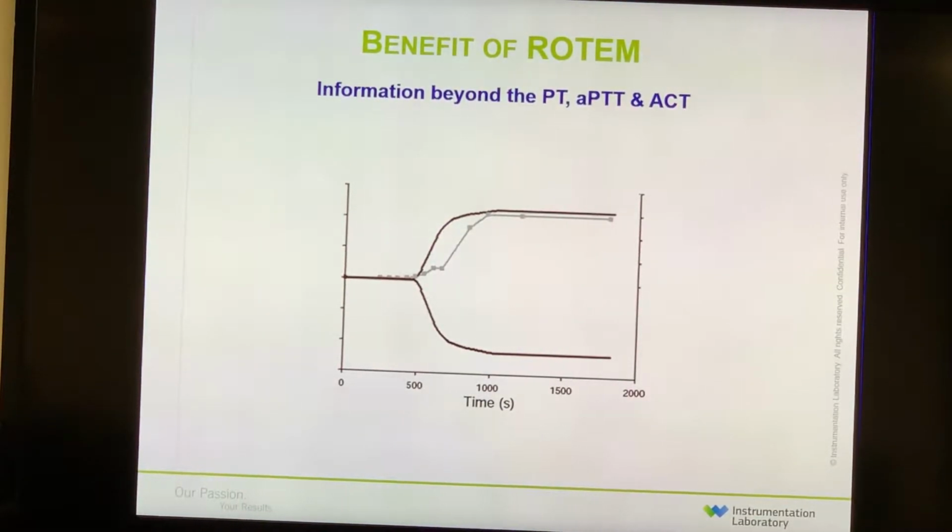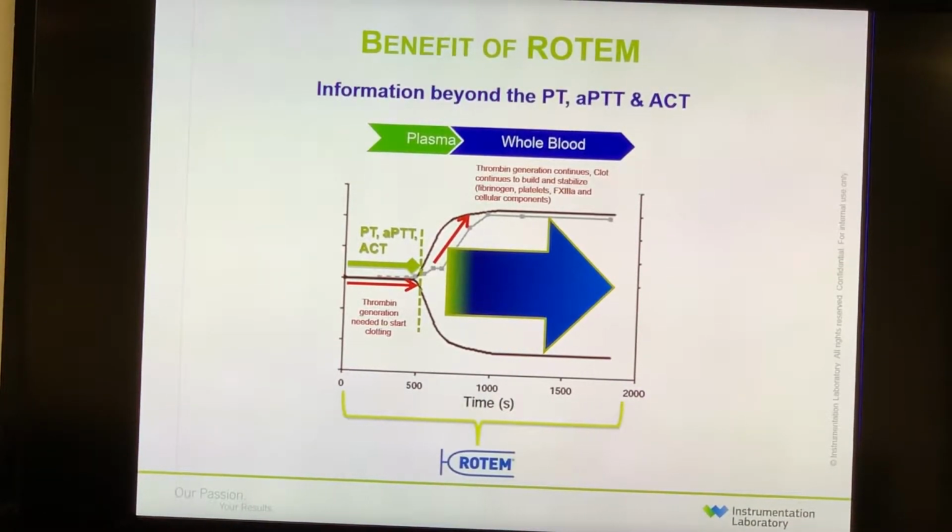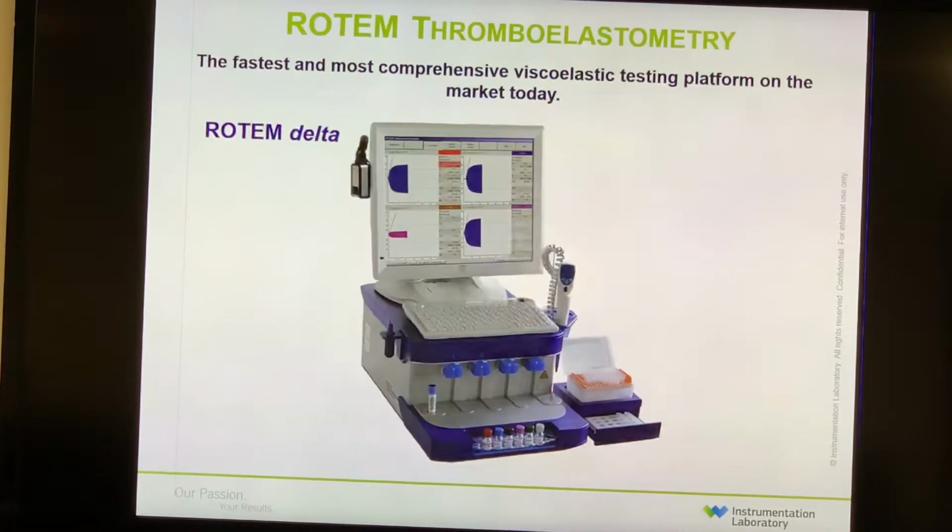So when you look at Rotem compared to your classic PT, APTT, ACT tests, these tests tend to stop when a clot's initiated. So essentially they're saying they can form a clot, but you don't know how strong that clot is, and you don't know how long, if that clot's sticking around long enough to be effective. So this is where Rotem comes into play in terms of giving you that entire picture.